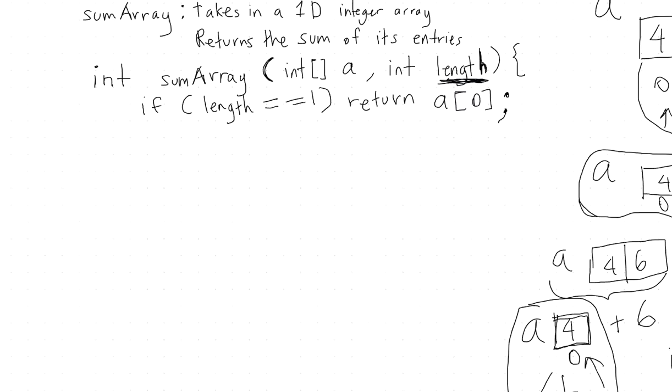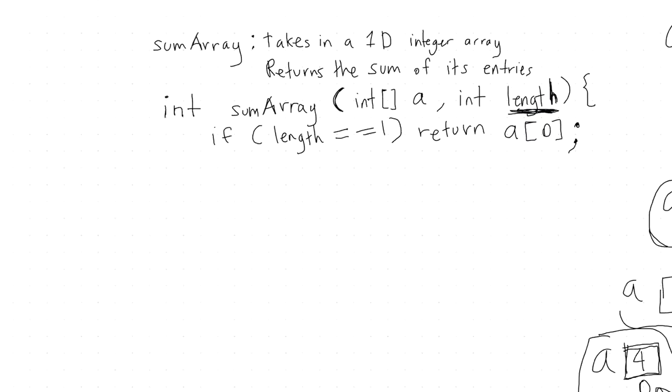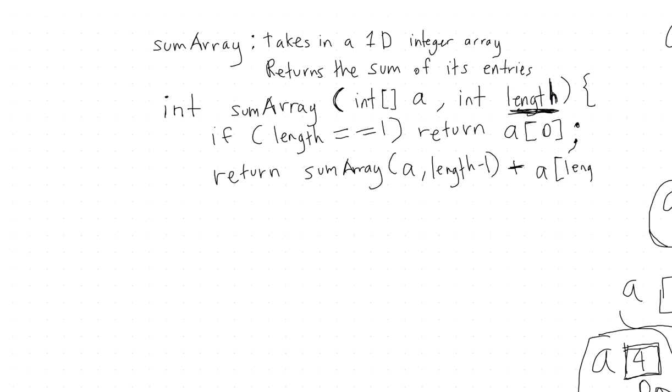So to put this in our function, if the length isn't just 1, what we can do is return sumArray, pass in A, and pass in the length minus 1, and add that to A length minus 1. And that should be our whole function for if we're working with an array. Any questions?